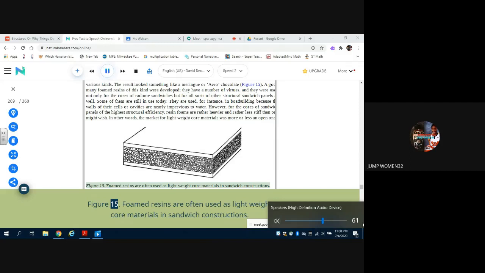Figure 15. Foamed resins are often used as lightweight core materials in sandwich constructions.